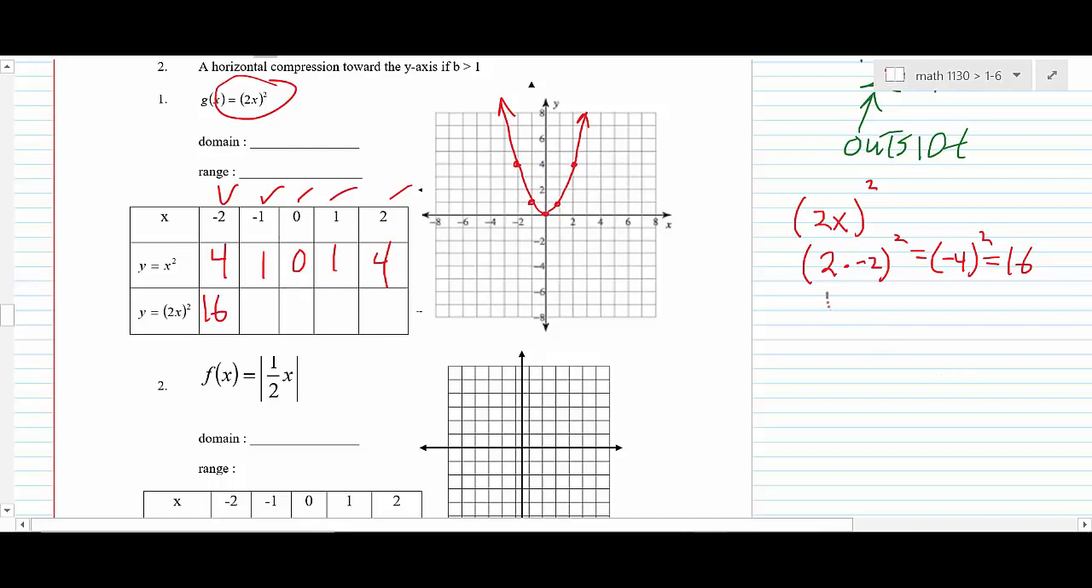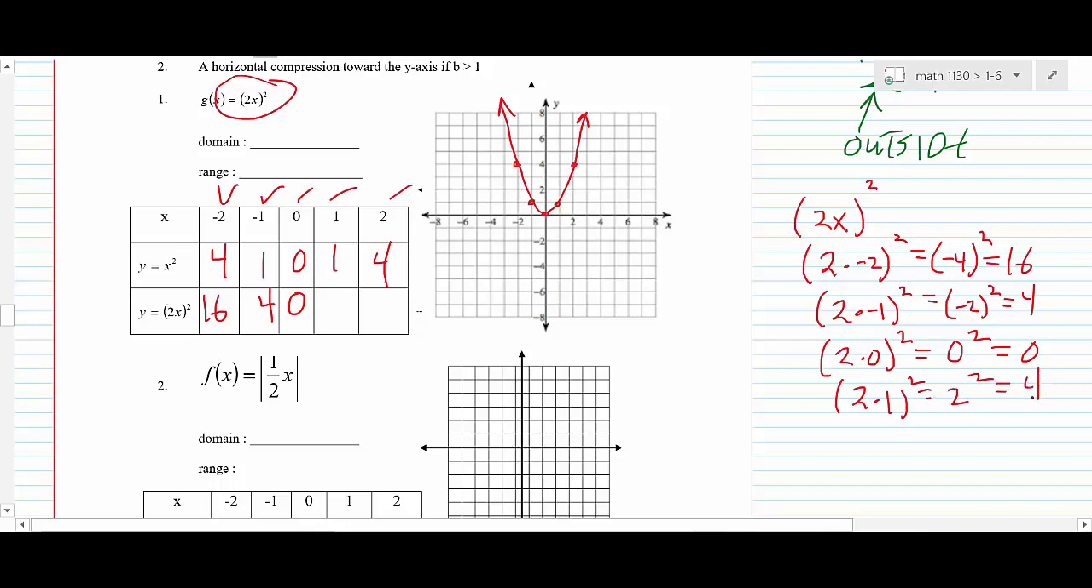Plug in the -1. You would have 2 times -1 to the second. So that's -2 to the second. So that's equal to 4, like that. Okay? Plug 0 in. You'll have 2 times 0 to the second. That would be 0 to the second. So that's 0 like that. And then plug in 1. You'd have 2 times 1 to the second. So that's 2 to the second. So that's going to go to 4 and so forth. Okay? And then finally, the last one, you have 2 times 2 to the second. So that's 16 like that. Okay? I'm just plugging in and doing pretty basic arithmetic.